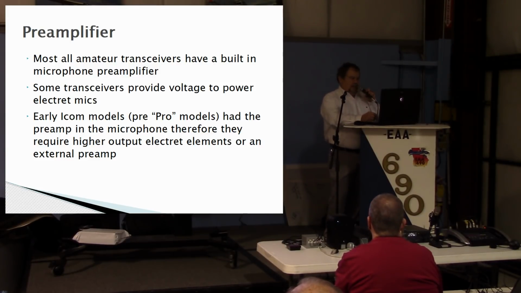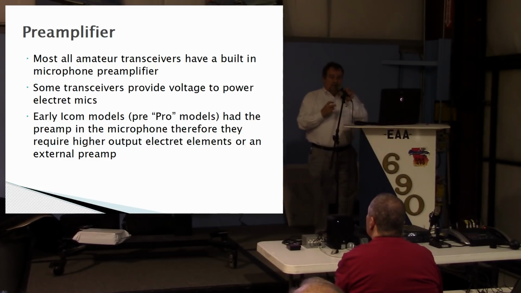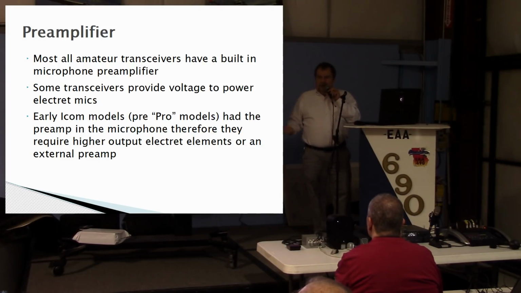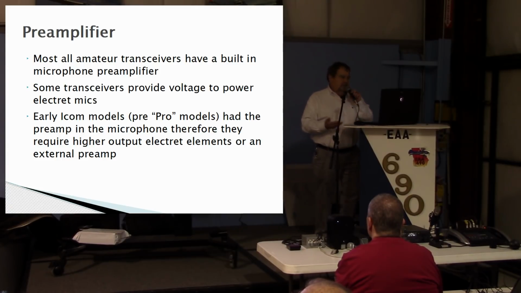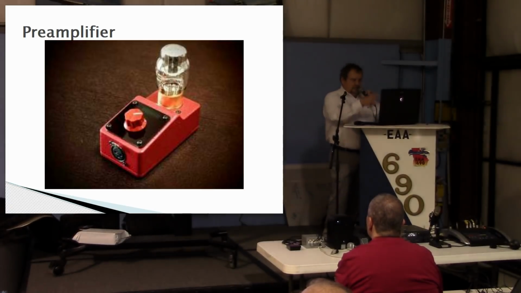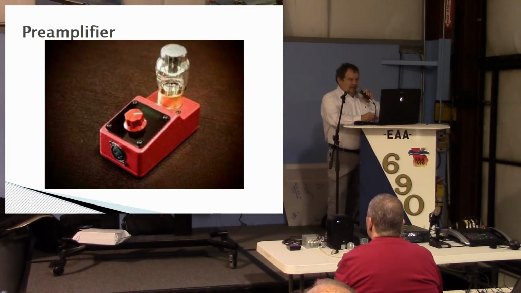work. So the early ICOM pre-Pro models had a preamp in the microphone. So actually, Bob Howell makes a special set of microphones for those older radios that have a higher output, because if you swap the mic out, you swap the preamp out. You've got no preamp going to the radio. You need to up the signal. There's probably a homebrew little 1-2 preamp.